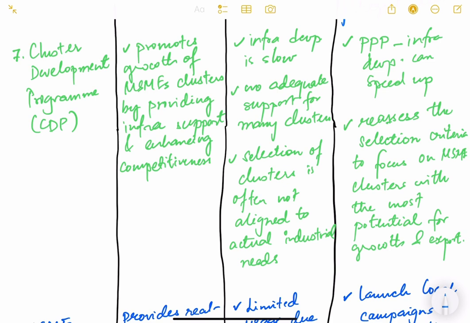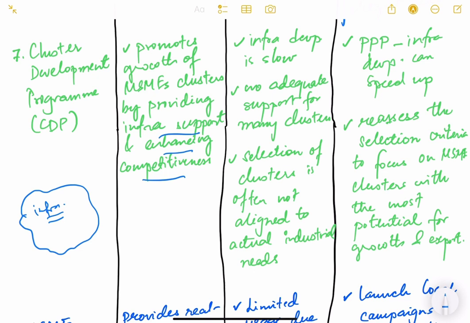Now coming to the next scheme. The next scheme is basically the Cluster Development Program, CDP. What is the objective of this scheme? To promote the growth of MSME clusters by providing infrastructure support and enhancing competitiveness. Okay, so we can create a cluster where basic infrastructure can be provided, so that the MSMEs can actually prosper in this area once they get access to the basic infrastructure. Okay, it can compete in the outer market.